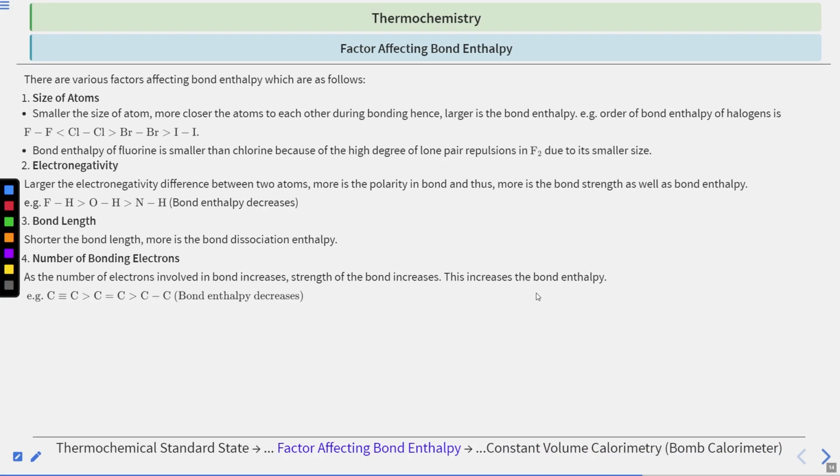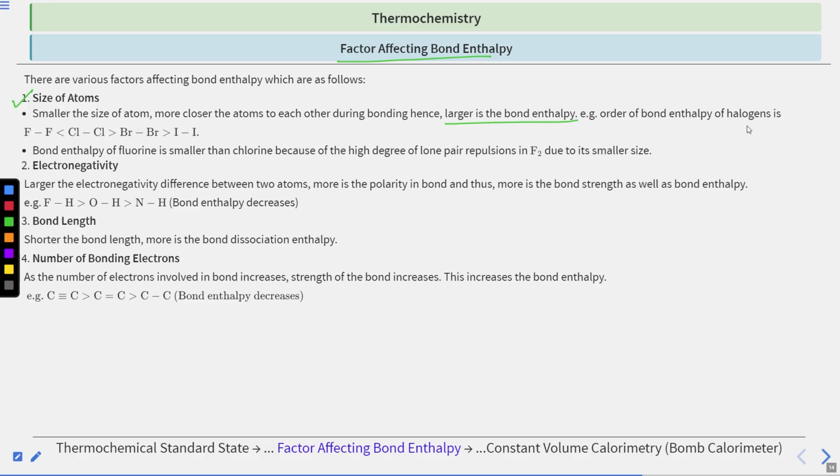Okay, so the factors affecting bond enthalpy. Various factors affect bond enthalpy, like size of atoms. The smaller the size of the atom, the closer the atoms are to each other during bonding. Hence, larger is the bond enthalpy.